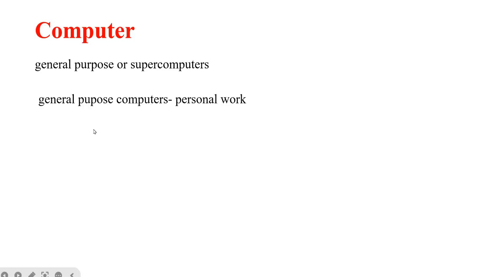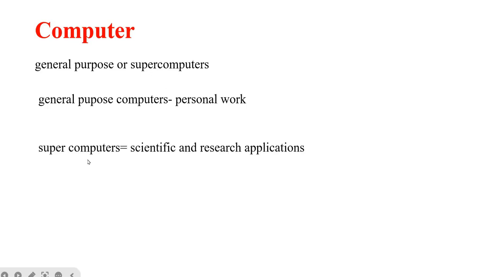Next comes the computer. The computer in an image processing system may be a general purpose computer, or it may be supercomputers. And sometimes the computers are customized in order to achieve a required level of performance. The general purpose computers are used for personal work, and the supercomputers are used for scientific and research applications. And there are some specially designed computers also which are used for some specific task.